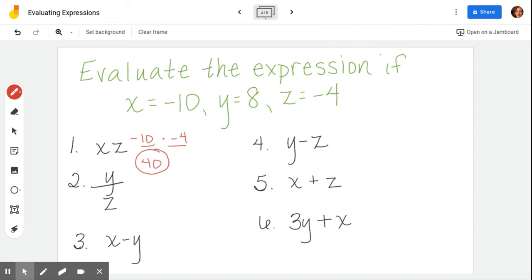Number 2, that's going to be something divided by something. That first something, y, is an 8. And the second number, z, is a negative 4. 8 divided by negative 4 will give you a negative 2. Number 3, x minus y. So something minus something. That first something is a negative 10. And then for the second blank, I put in an 8.